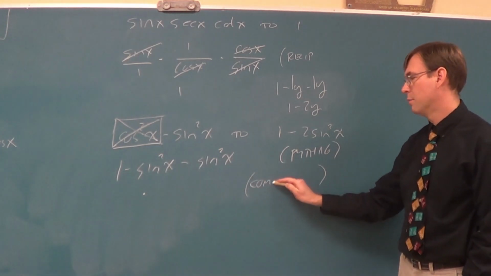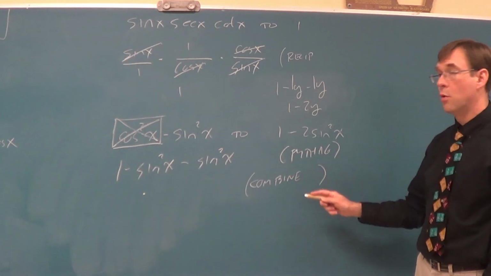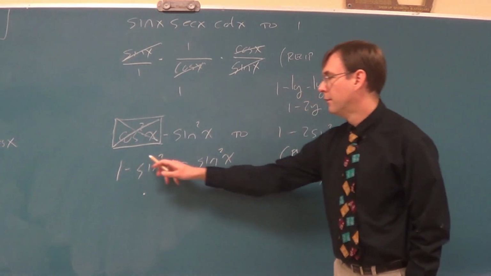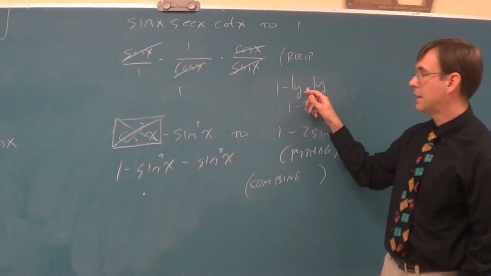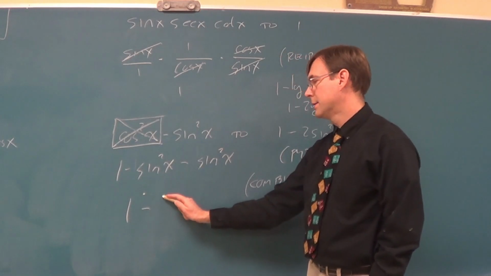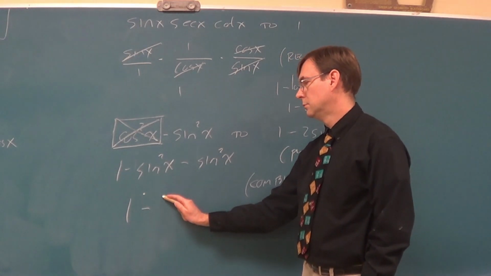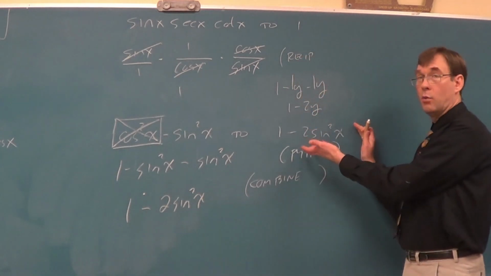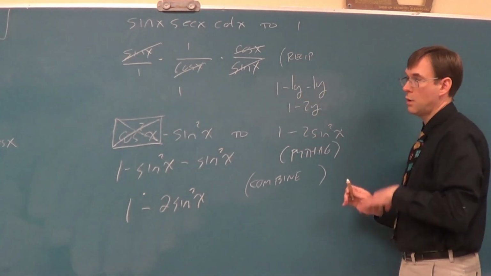It is combined like terms. And that's exactly what we're going to do now. This has a 1, just like this did. This has a 1, just like that did. If I combine these, I'm going to get 1 minus 2 sine squared. And what we wanted to make was 1 minus 2 sine squared. So we're out.